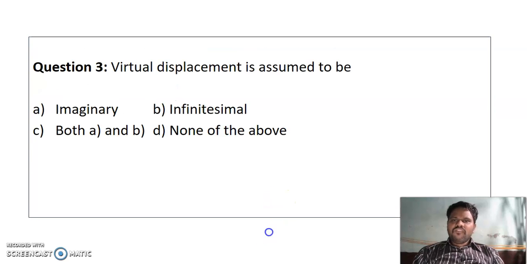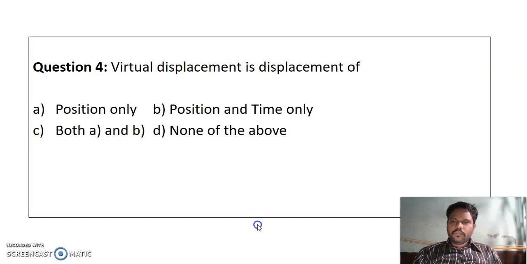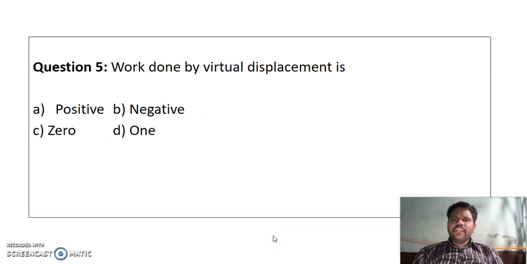Question number 3. Virtual displacement is assumed to be both imaginary and infinitesimally small. So the answer is C. Question number 4. Virtual displacement is the displacement of position only. So the answer is A. The work done by the virtual displacement is 0. So answer is C.